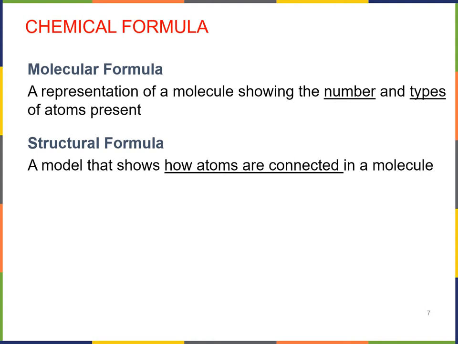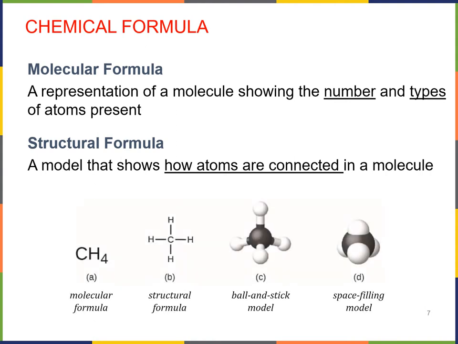There are also structural formulas. Structural formulas are models that show not only the number and types of atoms, but also how those atoms are connected. There's more information in a structural formula than a molecular formula. It's also more complex. So CH4 over here would be a molecular formula. This image over here represents a structural formula, a simple structural formula called a Lewis structure.